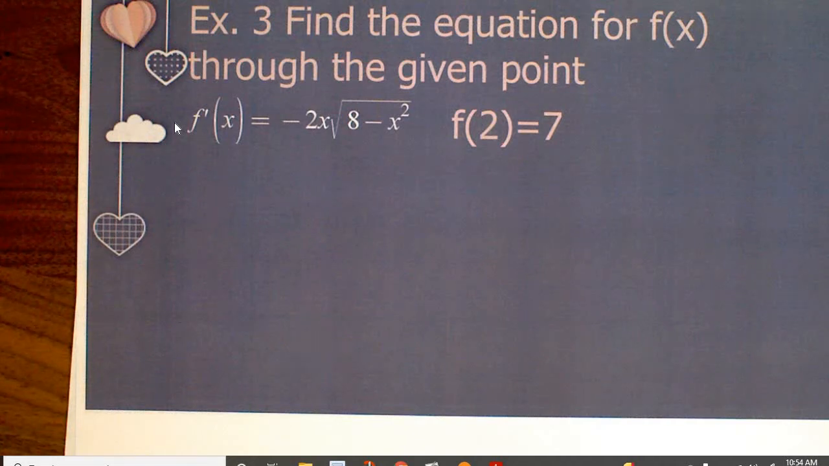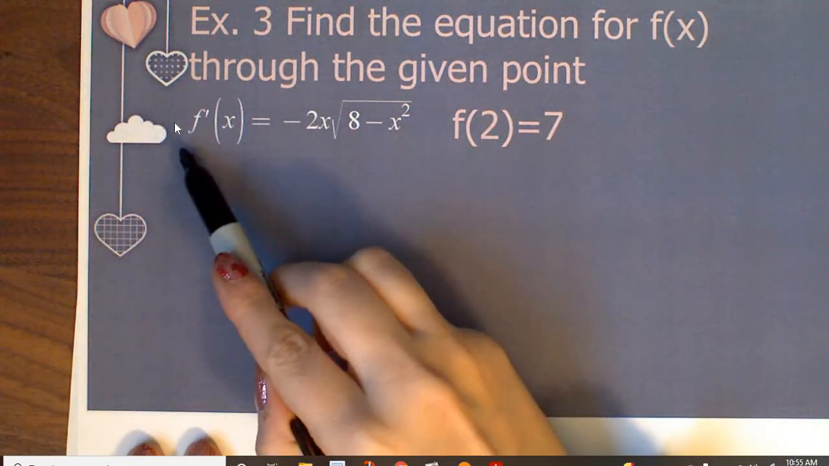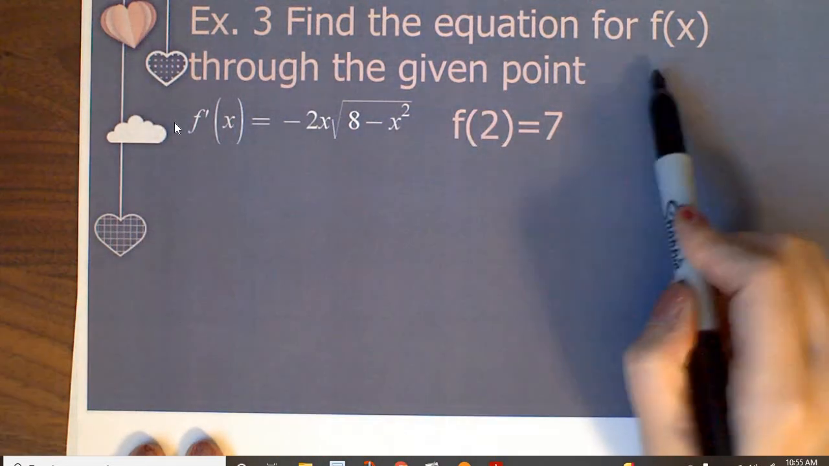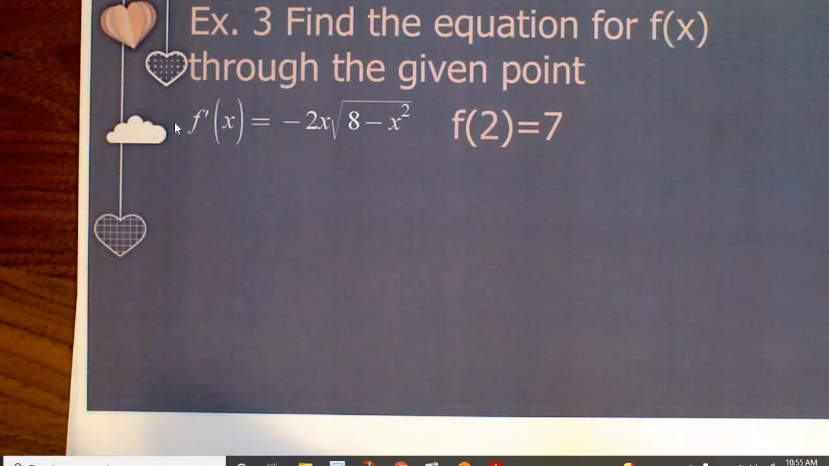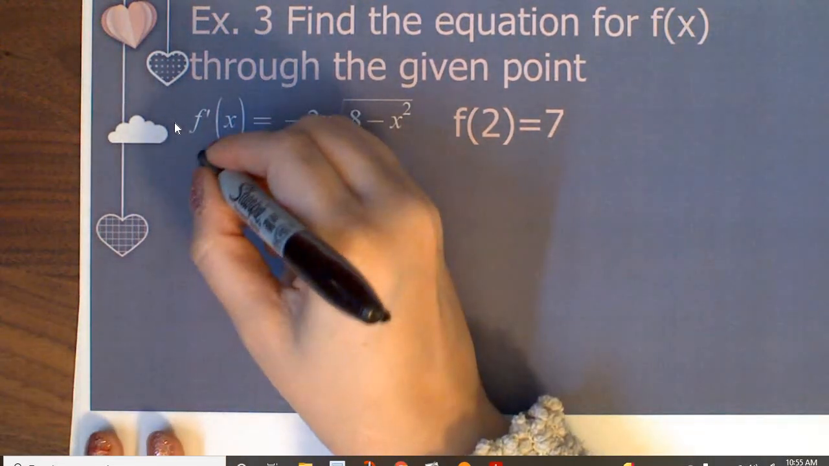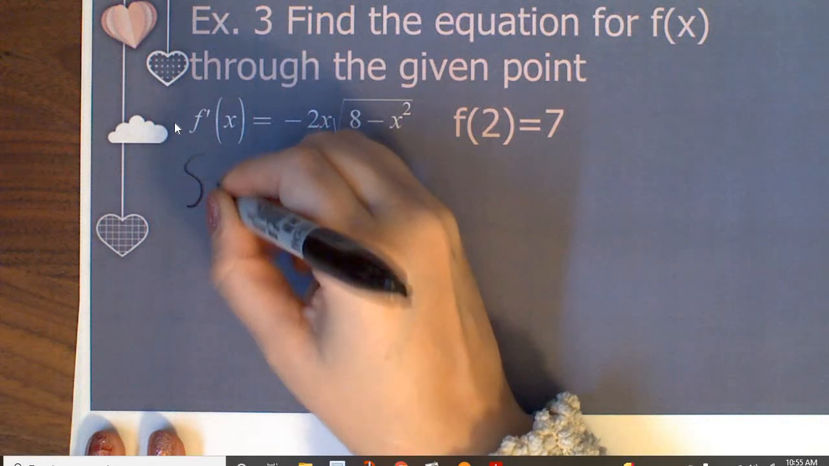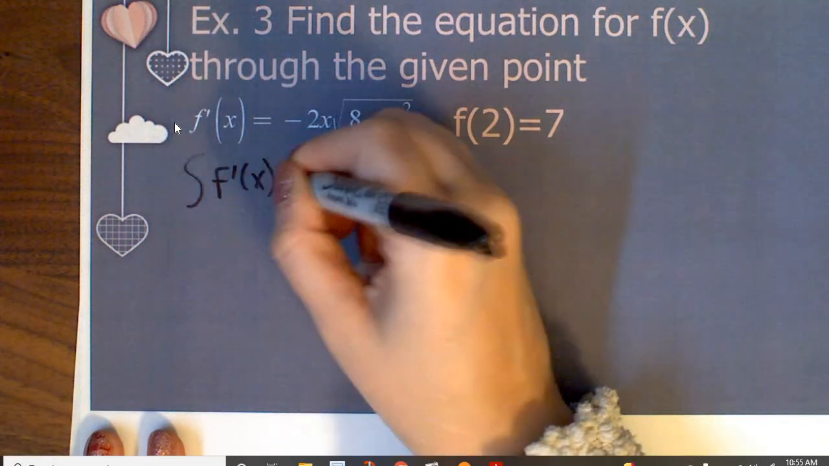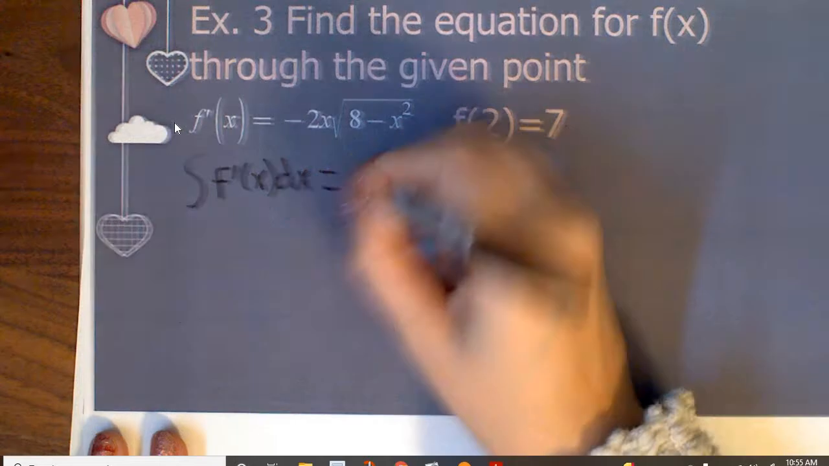And then remember that f of 2 equals 7 is our initial condition, and so we can use our condition to solve for c. So notice that they give us f prime of x, but they're wanting an equation for f of x, so we need to work our way backwards. So to get that, we would take the integral of f prime of x dx.